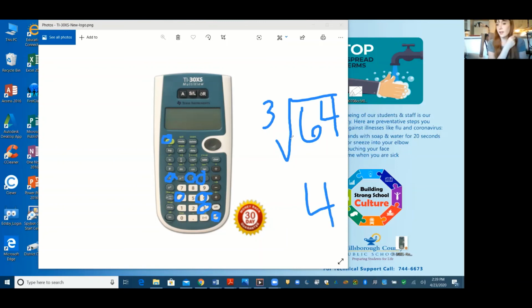For the last one, you should have gotten negative 27. If you get different answers when you do these, please message me and I can help you figure out how to put them in your calculator.